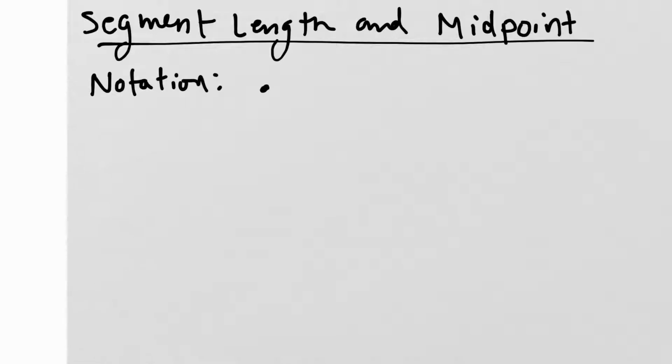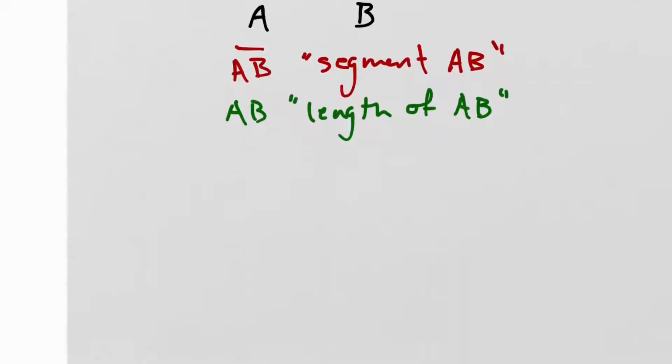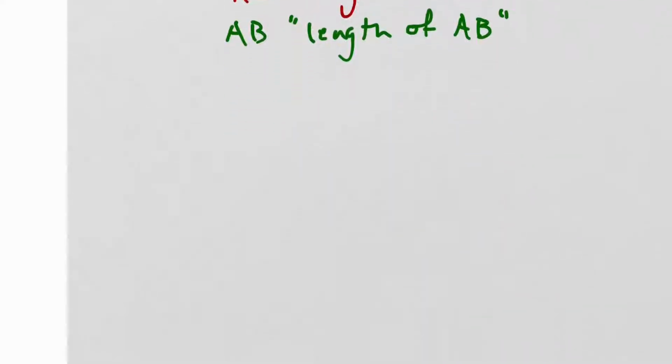So if I have a segment AB, I could name that segment by saying, okay, that's segment AB with the bar over the top. That means segment AB. But if I wanted to consider the distance or the length of AB, I could just write regular AB. So without the bar, it means the length or the magnitude. So that's just a bit of the notation for that, and then we can move on.